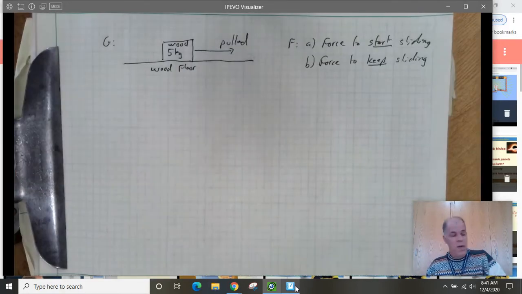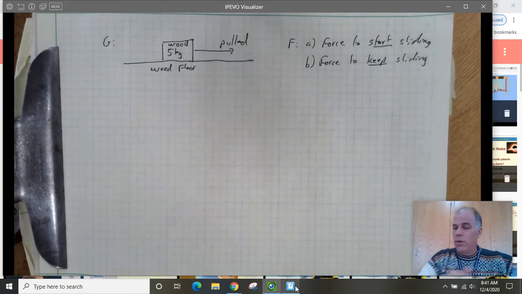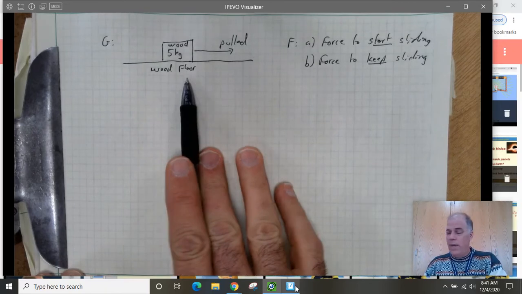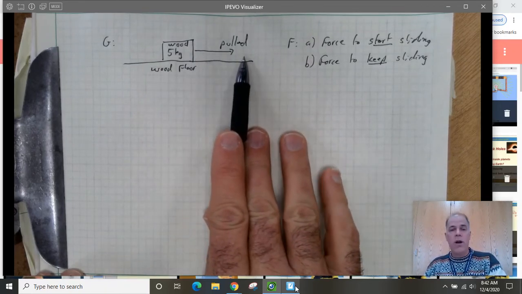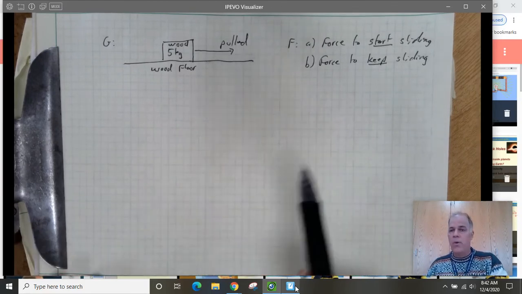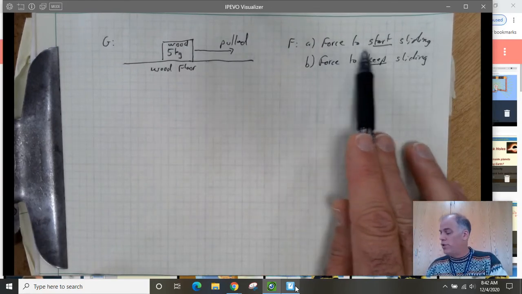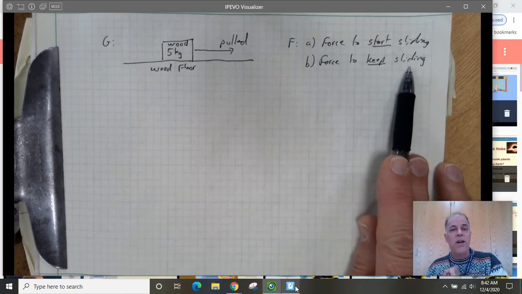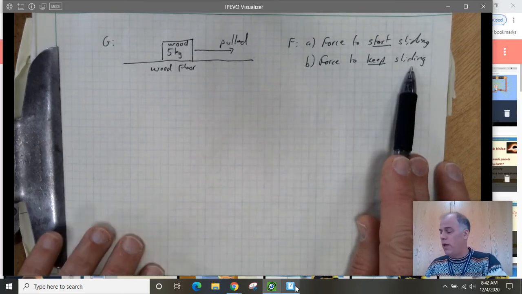Let's run through a couple problems here for it. So let's imagine now that we have a wooden block sitting on a wooden floor, and we are trying to pull the block across the wooden floor. So we're applying a purely horizontal force. And our question is, what is the force to start sliding, and what is the force that we need to keep sliding at a constant speed or constant velocity?